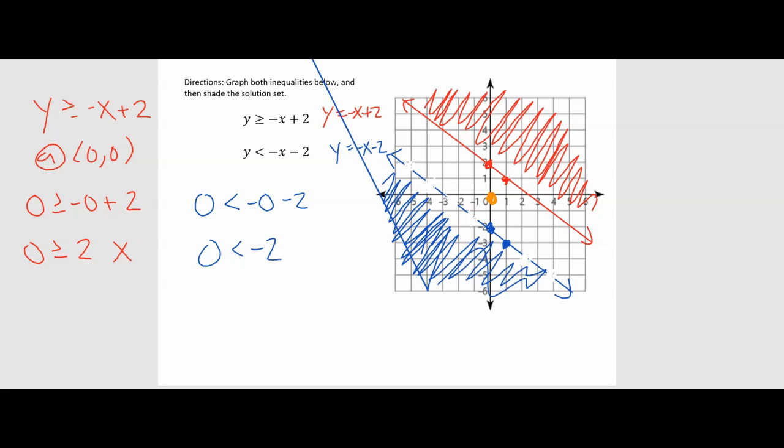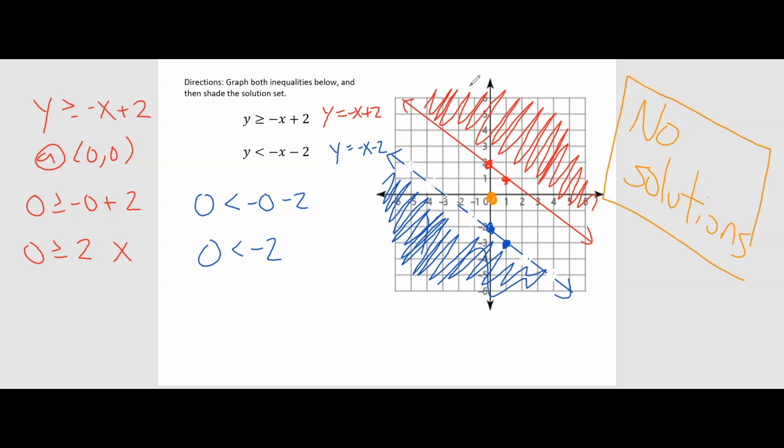And what you'll notice here is that there's actually no overlap between the red and the blue. And when this happens, quite similar to a system of linear equations, there is no solution, right? There's no overlap, so there's no solutions that are shared between the two. So we would just say no solutions. And again, this is just a special case where none of the shaded regions overlap with one another. All right, now we will move on to the word problem.